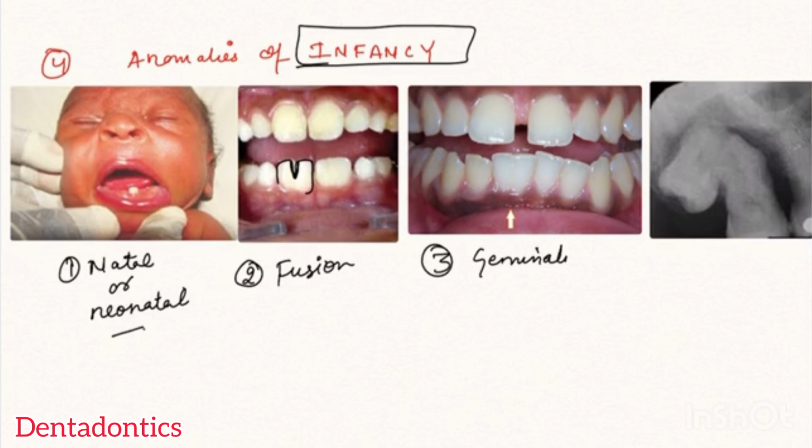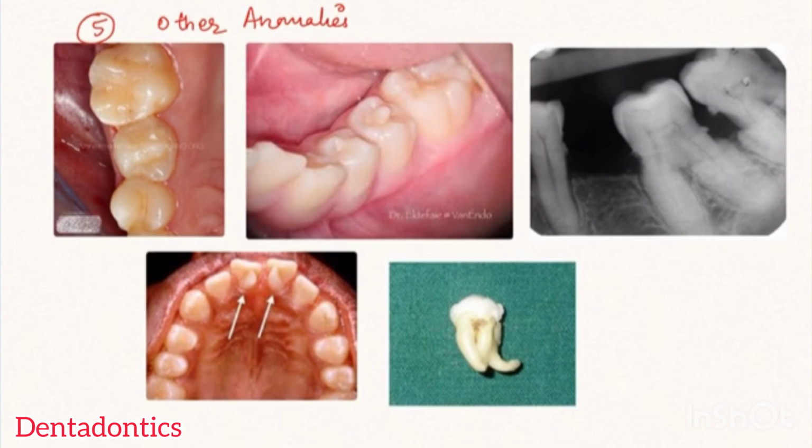Third is the gemination, where there is incomplete division of the tooth germ. The difference between fusion and gemination is, in fusion there is fusion of two separate individual tooth germs, whereas in gemination there is incomplete division of a single tooth germ into two teeth. And fourth is concrescence. Here the teeth are joined by cementum, as you can see in this picture. Here in this radiograph, the teeth are joined with the help of cementum. There is only fusion of the root.